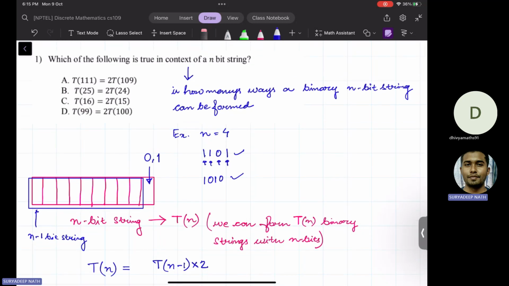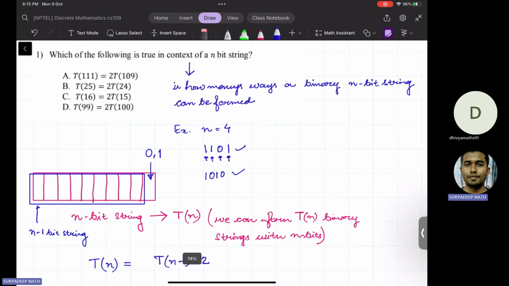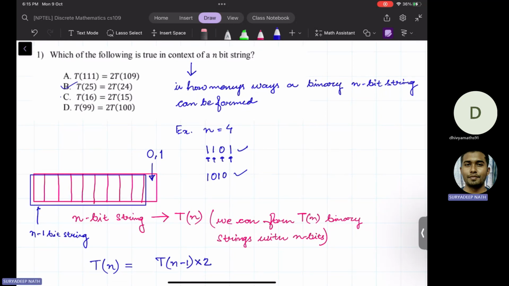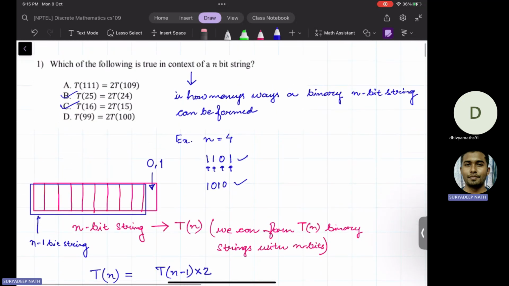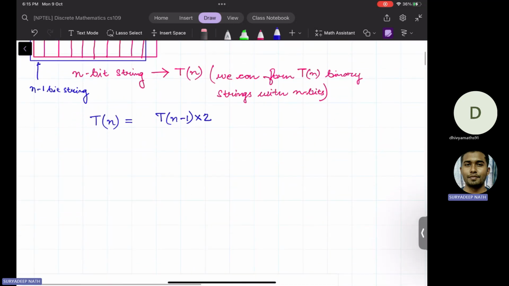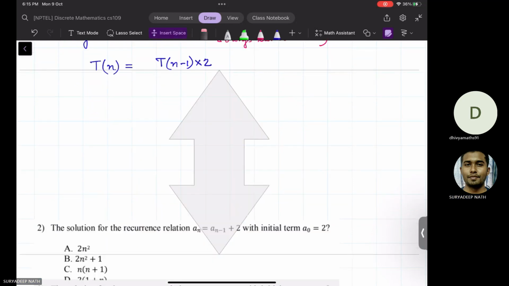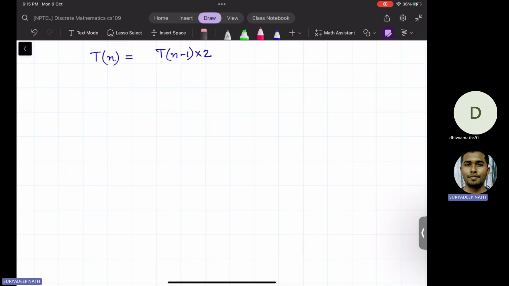Given these options, option B and option C are the correct answers for this question. Here in this question, they haven't asked for any constraint on the n-bit string. So another popular question is if no two zeros can be placed consecutively.